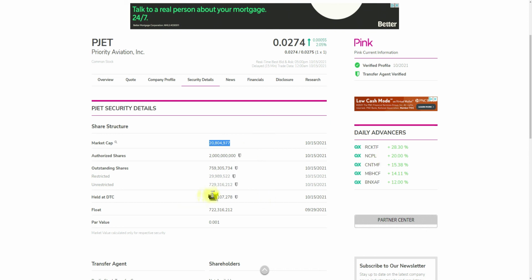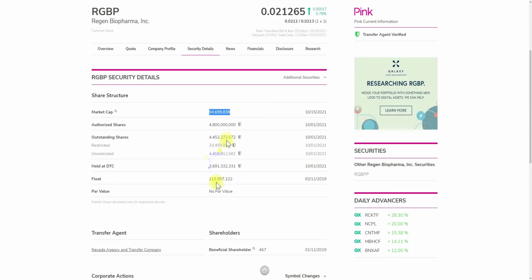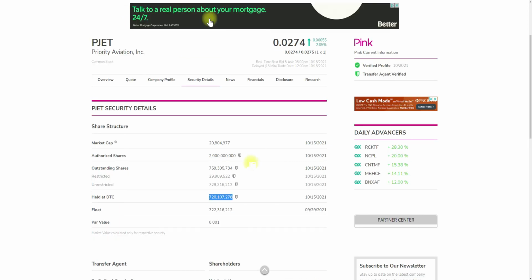This thing can run to dollar land a lot easier than RGBP, because RGBP has 4.4 billion shares, which means they have to have a superior product. But if they get to a 720 to 760 million dollar valuation, that's a lot easier to get there, because they have fewer unrestricted outstanding shares.